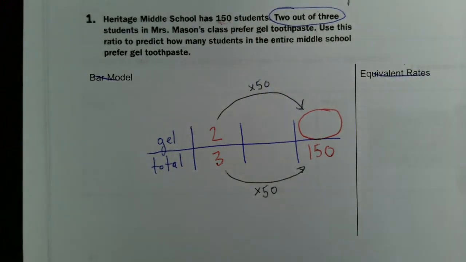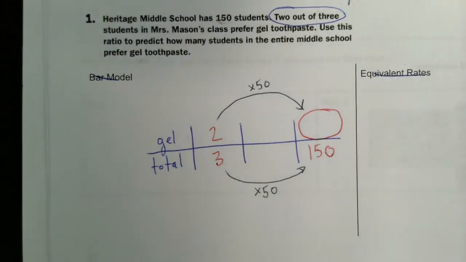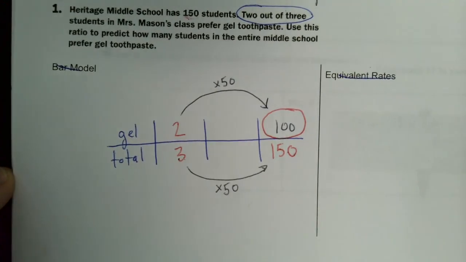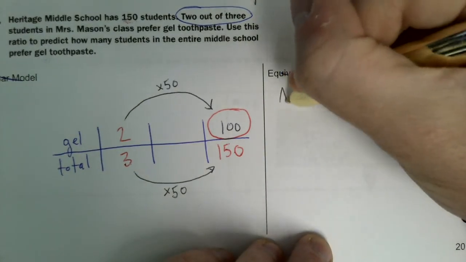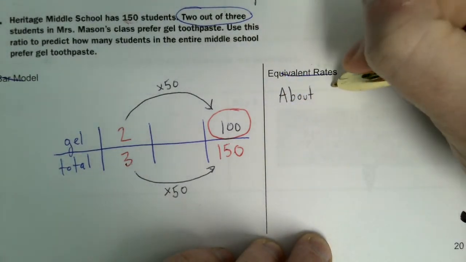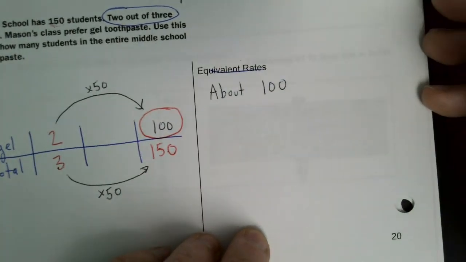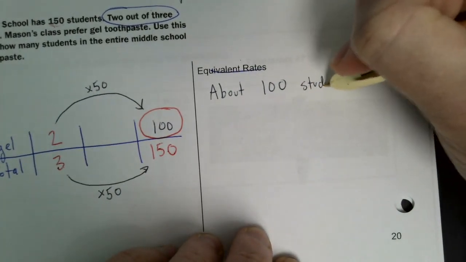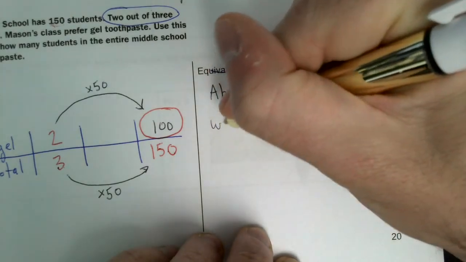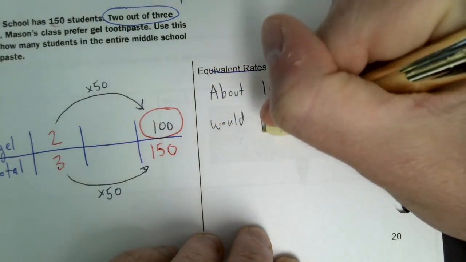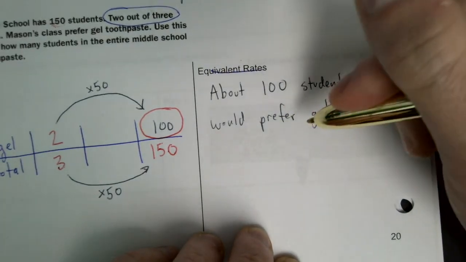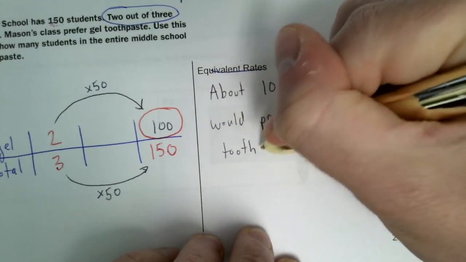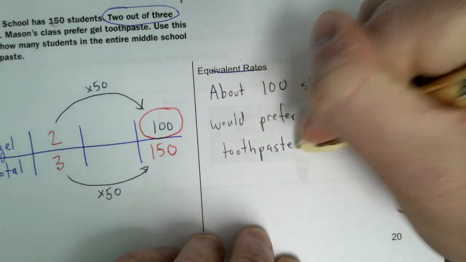2 times 50. Well, 2 50s would be 100. So that would mean, what does that number mean? That 100 means that, it says predict, so this will be our prediction: about 100 students would prefer gel toothpaste. The reason I'm saying "about" is it's asking us to make a prediction.